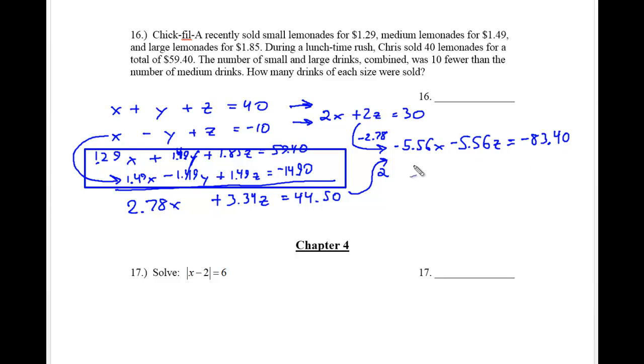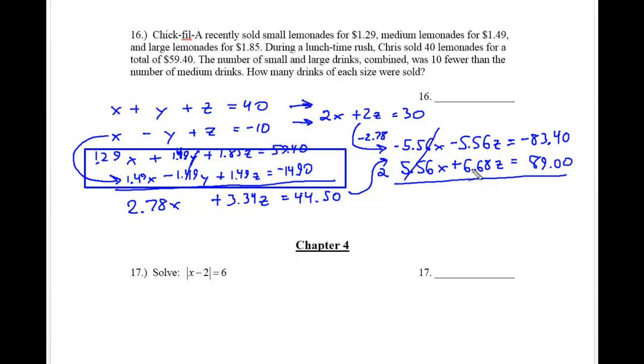Okay, so now I'm looking down below. I'm going to multiply my $2.78 times 2, which is $5.56x. Now I'm going to multiply my $3.34 times 2, and that's going to give me $6.68z, and my $44.50, multiplied by 2, gives me a solid $89. If I add these two equations together, the x's simplify.